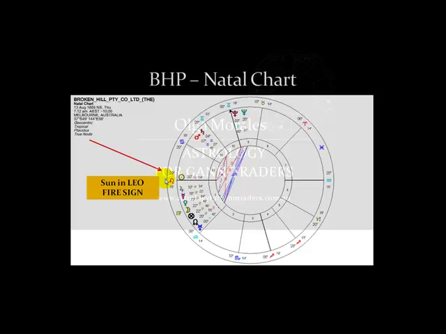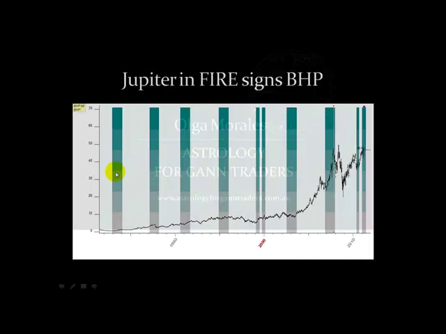So what does that mean? I just showed you before that when Jupiter goes through a fire sign, it's positive for BHP. We can see the Sun is in Leo, which is a fire sign. So here, for the data I have going back to the late 1980s, you can see that I've plotted every time Jupiter's in a fire sign, which is every 4 years. You can see these peaks.